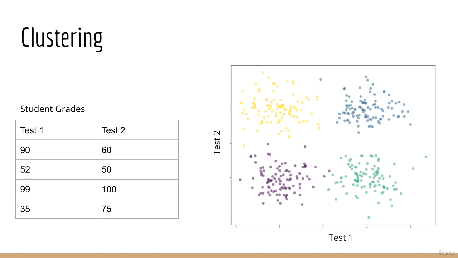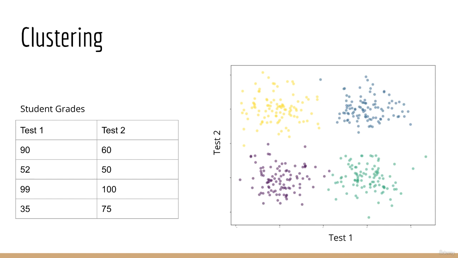When I look at this plot, I'll be able to see some patterns. For example, in the upper right corner, I'll see students who performed well on both tests. In the bottom left corner, I'll see students who performed poorly on both tests. In the upper left corner, I'll see students who performed poorly on test 1, but performed well on test 2. In the bottom right corner, I'll see students who performed well on test 1, but poorly on test 2.